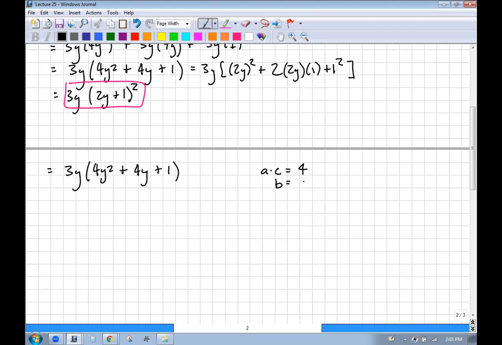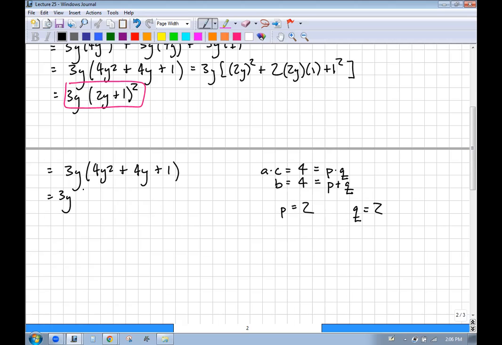Our B is 4. So we need two numbers that multiply to give us 4, but add to also give us 4. Let's figure out what these two numbers are, because that's going to allow us to rewrite this. How about 2 and 2, they multiply to give us 4, and they add to give us 4.